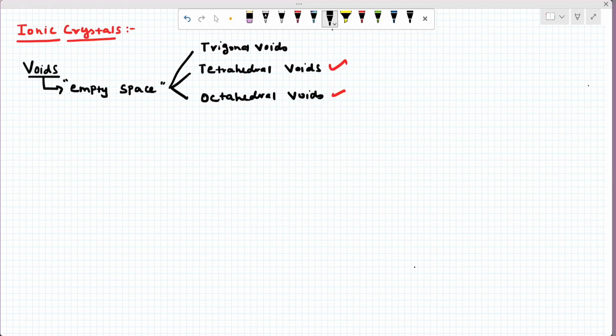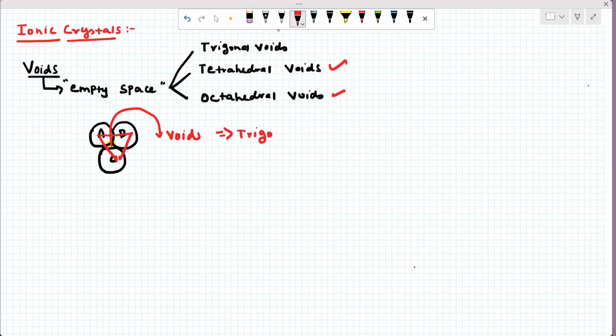First, trigonal voids. Here is a sphere; this is also a sphere, these are atoms. This is atom A, this is atom B, this is atom C. In the space between them there is nothing; this empty space is called a void. Since three atoms surround it, this is called a trigonal void. You got the point?